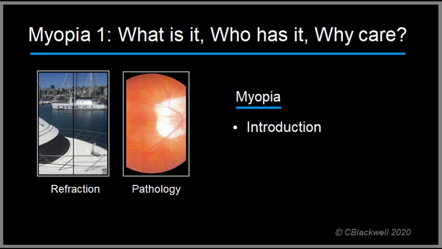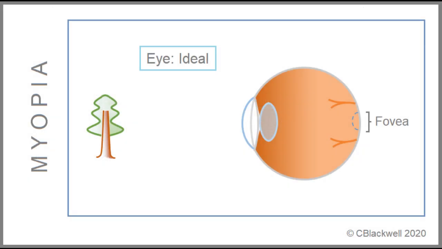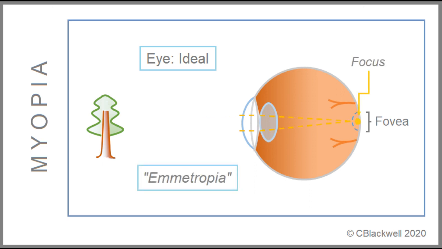What is myopia, more commonly known as nearsightedness? Briefly, in the sense that your eye works like a camera, if you had ideal vision, light rays from a distant object would come to a focus and make a sharp image on the retina in the back of the eye, what we call emmetropia.